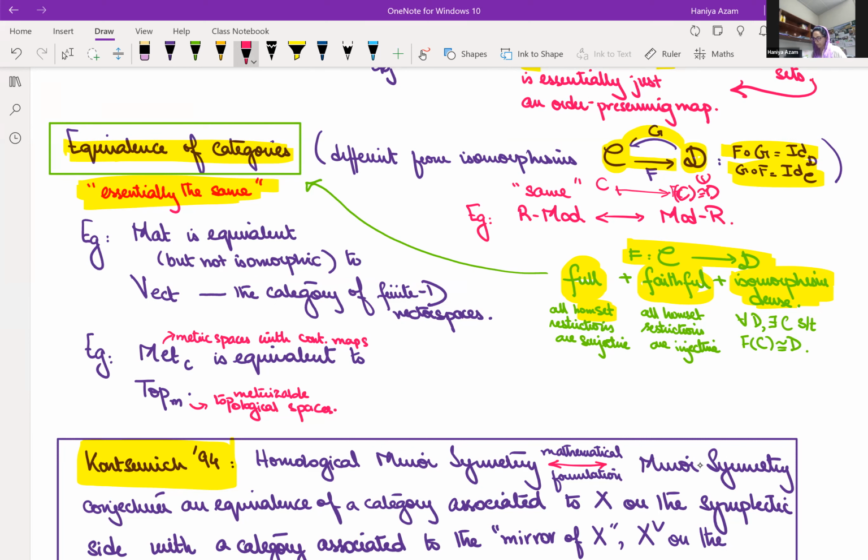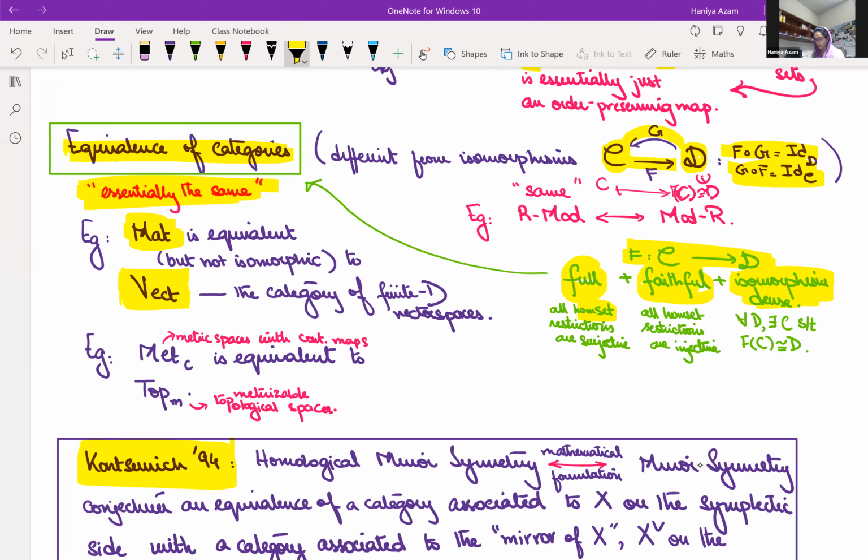So that's the isomorphism test. For example, if you take MAT, the category whose objects are natural numbers and whose morphisms are given by the set of all matrices M cross N, this is equivalent to the category of vector spaces. It's easy to guess what the category of vector spaces would be: objects would be vector spaces, and morphisms between two objects would just be linear maps between those two vector spaces. So this is equivalent to the category of finite dimensional vector spaces.